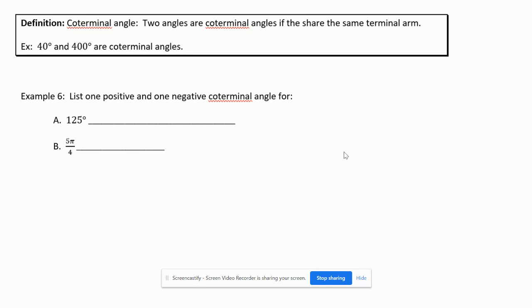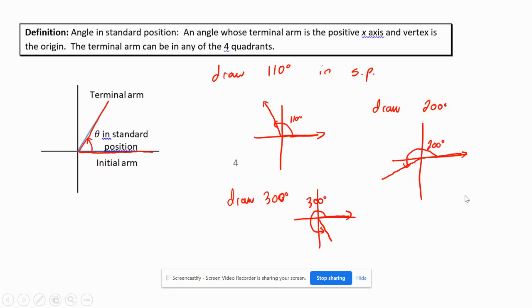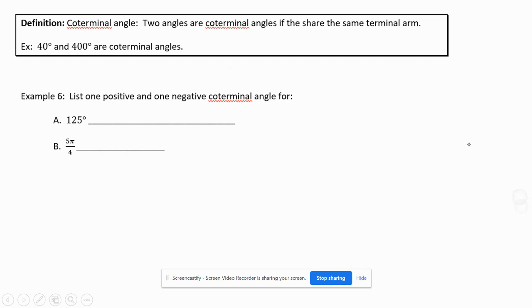Okay, so another definition is something we call the coterminal angle. 2 angles are coterminal if they share the same terminal arm. So 40 and 400 are coterminal. So this is what we mean by that. If I draw, so what's an angle of 40 going to be? Well, that would just be starting here, up to here. That would be 40 degrees. Okay. Now, what would 400 be?